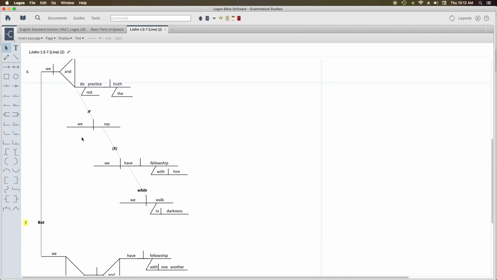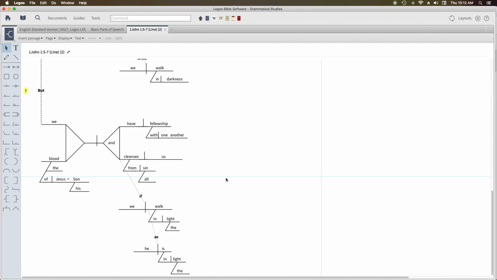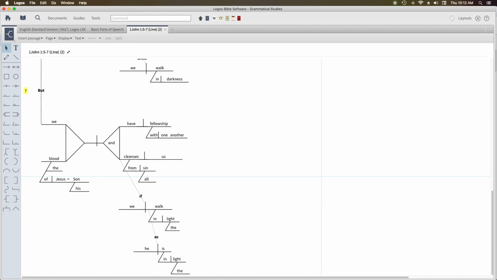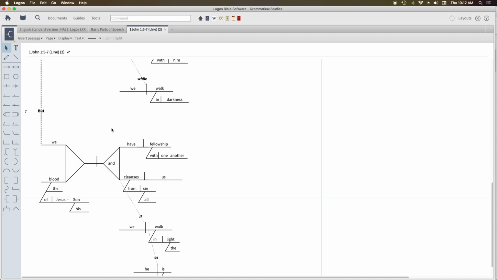So the main idea of verse 6 is that we're liars and we don't have the truth of God in us if we're doing this down here. But the contrast is we are having fellowship with God, and we do this if this is true here. And so just remember, when you're doing conditionals, you always want to diagram your hypothesis first, which is the result of the "if" part. So that's always going to be your head part.